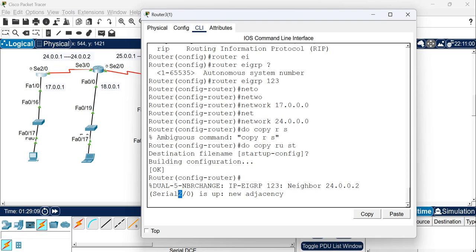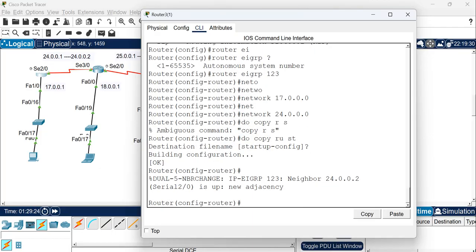Where the same autonomous numbers are configured in the routers of EIGRP, they will send the information. Oh, give me your information. I will get it. What is the table you have? Give me. What is the routing protocol information you have? Give me. Clear? That is called the neighbor table.